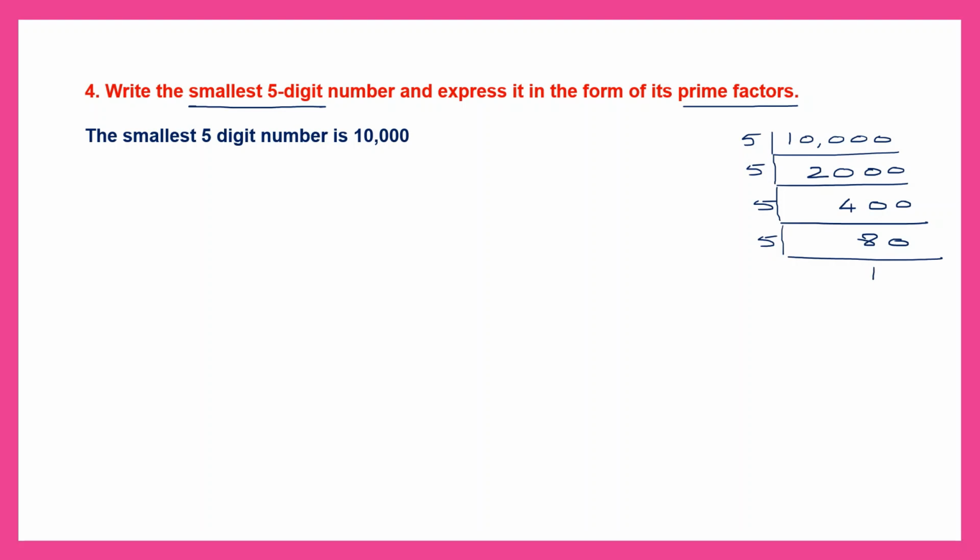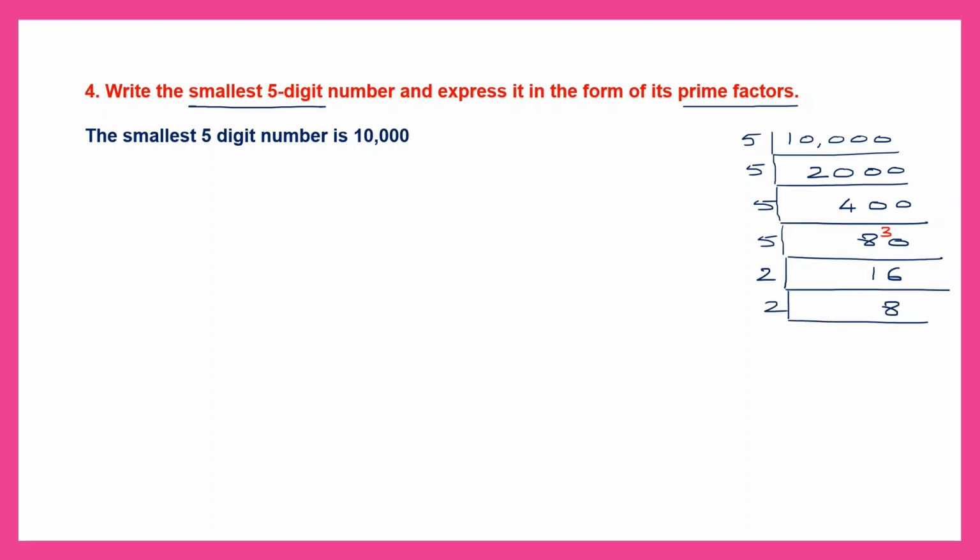5 ones are 5, but that number is 8, isn't it? 5 ones are 5, 6, 7, 8. There is 3 left. So the number is 30 now. 5 sixes are 30. So now we've got 16. You can't use 5 anymore. We can use 2 because it's a prime number. 2 eights are 16. Now continue.